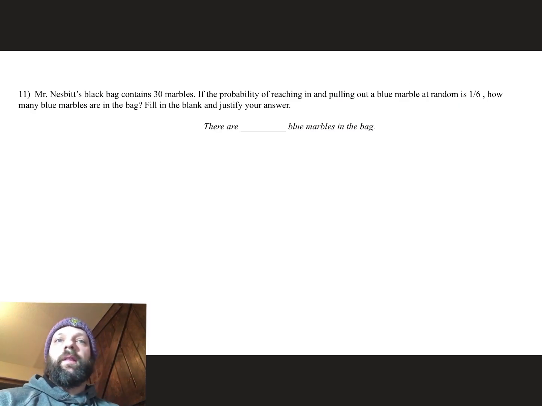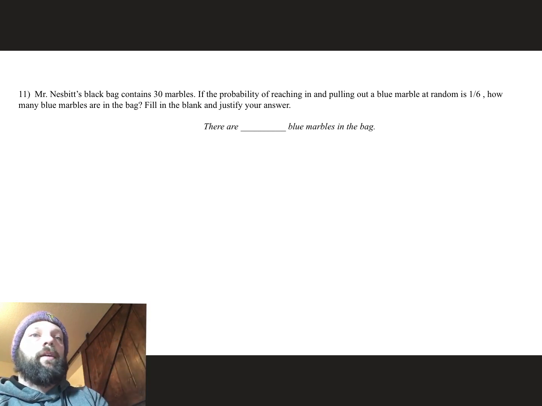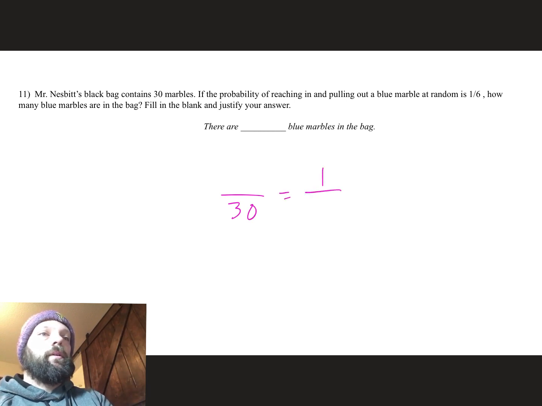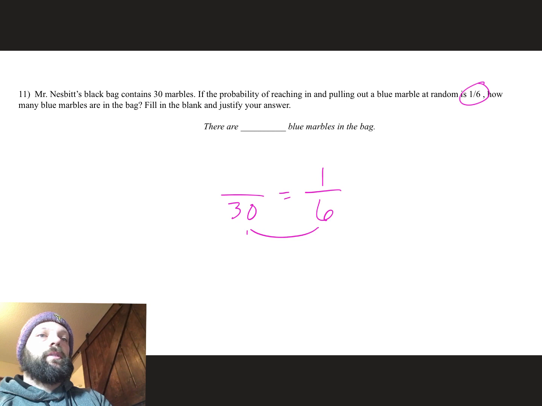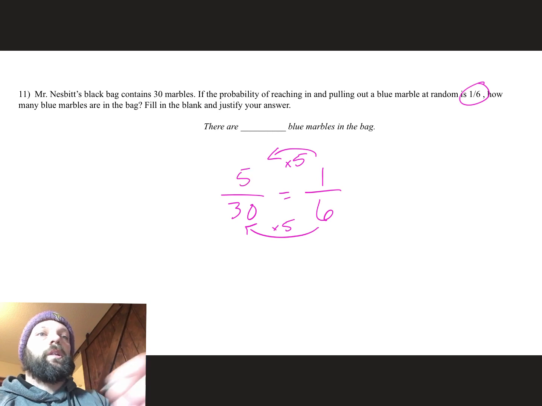All right, here we go. Number 11, good old Mr. Nesbitt's black bag contains 30 marbles. If the probability of reaching in and pulling out a blue marble at random is 1/6, how many blue marbles are in the bag? Okay, so that's what we are looking for. So we know we have 30 total marbles in the bag, right? And 1/6 of those are going to be blue. So how do I go from 6 to 30? Hopefully you said to multiply by 5. So if I multiply the bottom by 5, that means I need to multiply the top by 5, which is going to give me 5.